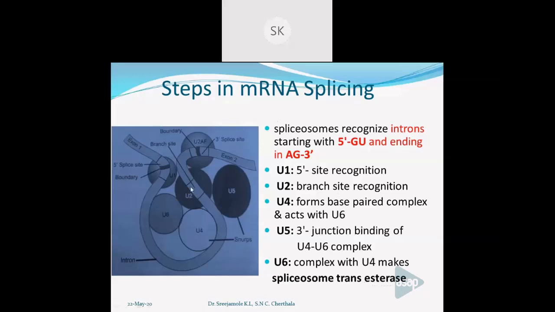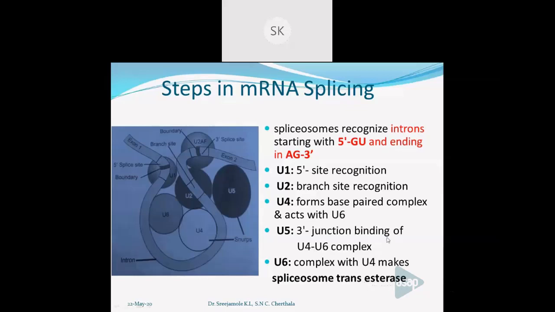This branch site has an adenine residue on it, and this is where the cleavage happens. The first factor, U1 snRNP, attaches to the 5' splice site, and U2 attaches to this branch site. Later U4 and U6 attach to this complex, and U5 attaches to the 3' splice site along with U4 and U6, and this U6 complex with U4 makes the spliceosome transesterase.